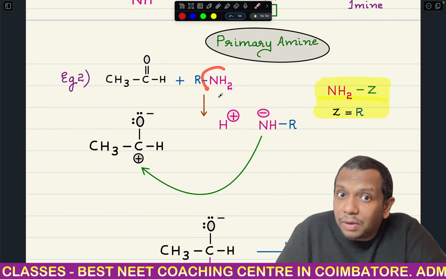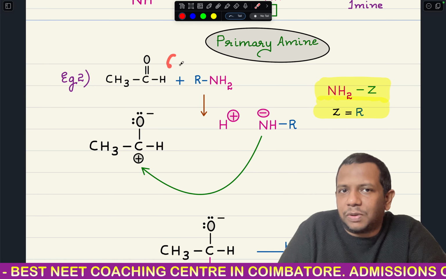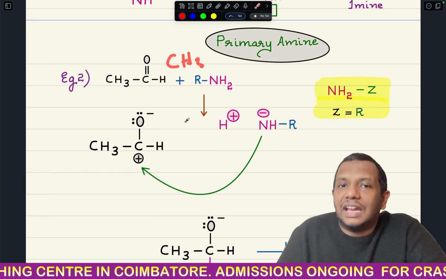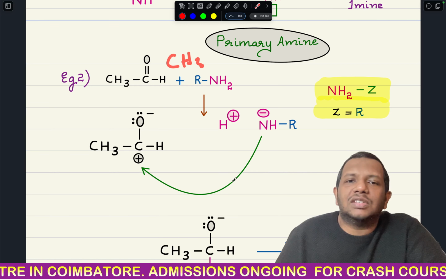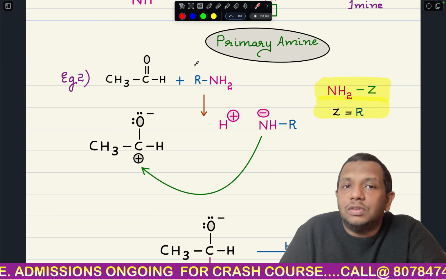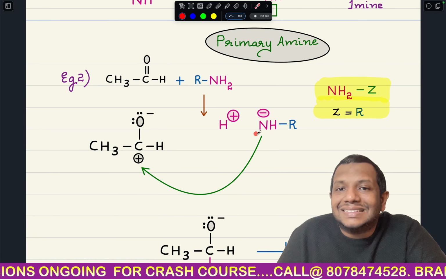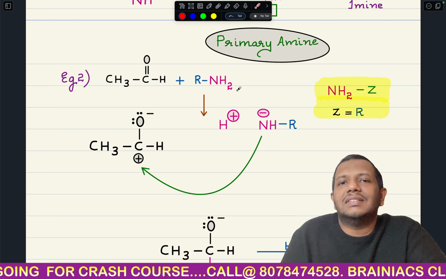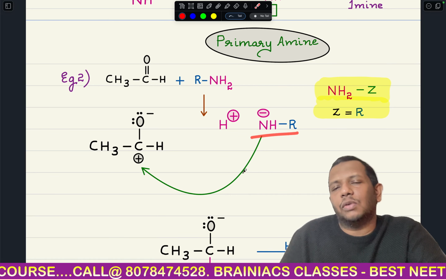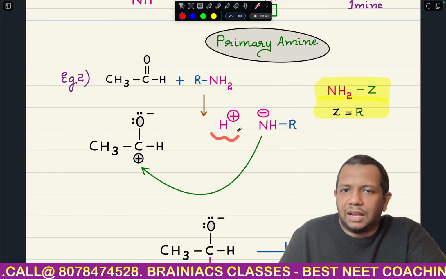Remove the H plus from the nitrogen. Don't remove the H plus from the alkyl group. Why? Because when H plus is removed, a negative charge will come. Negative charge will get stabilized if it moves to an electronegative element. Carbon is not an electronegative element. Nitrogen is an electronegative element. That is the reason why from here hydrogen is removed, and you are getting the nucleophile RNH minus and H plus.